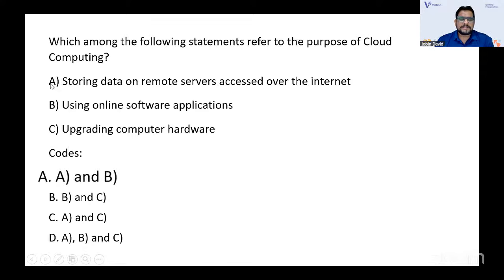Storing data on remote servers accessed over the internet. So wherever you can save the data, for example, DigiLocker is a platform of cloud computing where you can save your certificates and all, and then access it from anywhere if you have internet. And using online software applications, obviously you have DigiLocker as an example. Upgrading computer hardware is not a purpose of cloud computing. So A and B will go for the answer option.